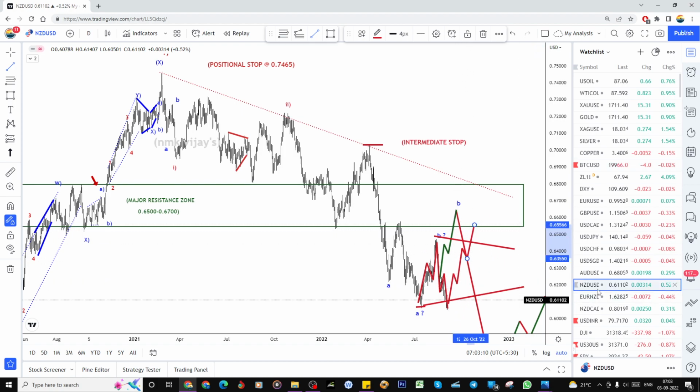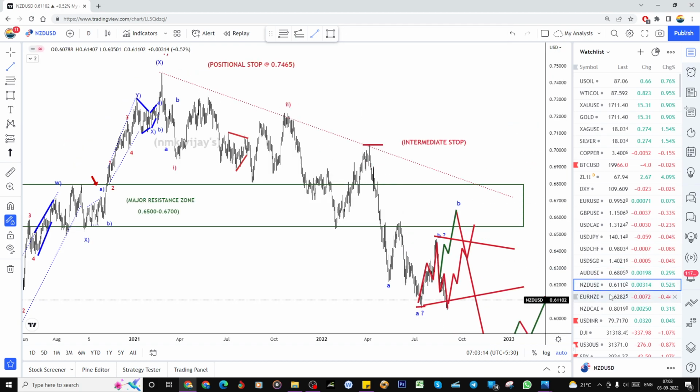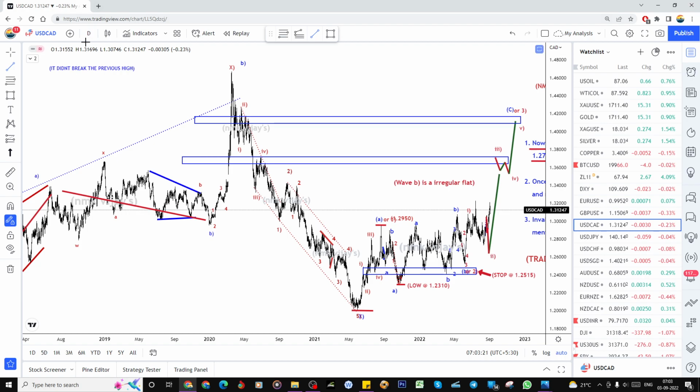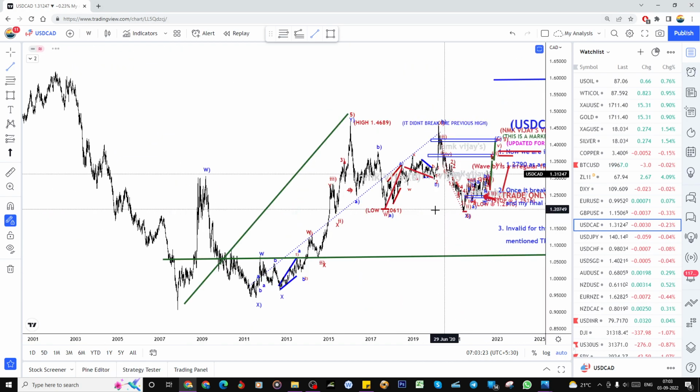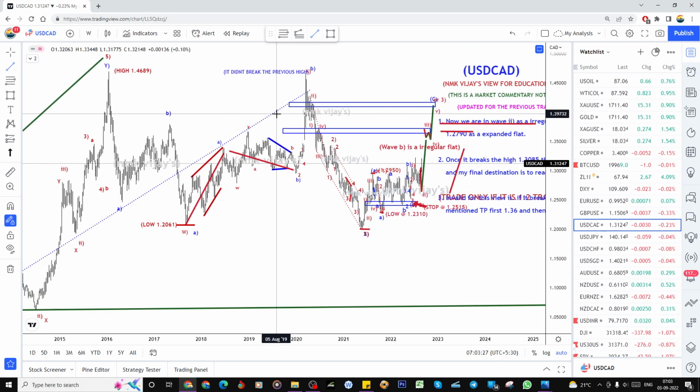So next, I did the Australian dollar also, and the New Zealand dollar sets, and the next one is USD CAD. And USD CAD also, every time it hits the previous high, it declines. It's looking like a double top here on the weekly chart.